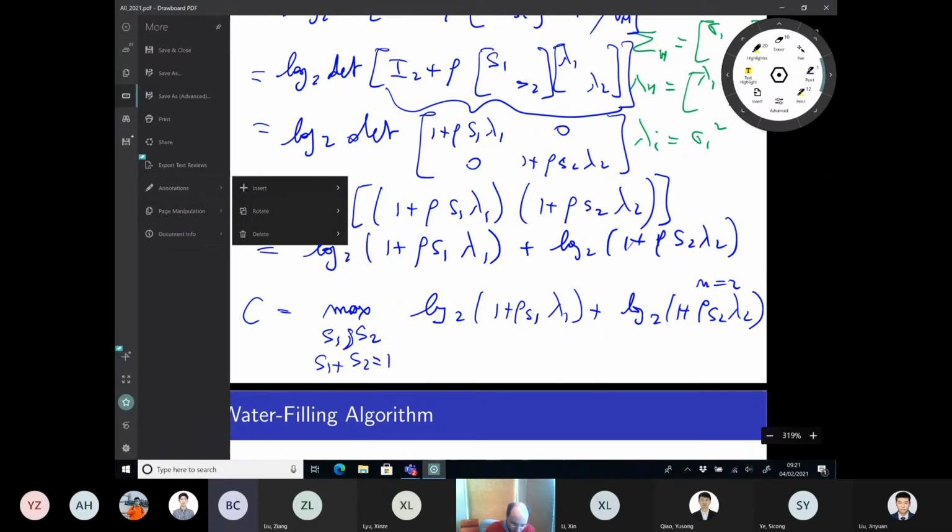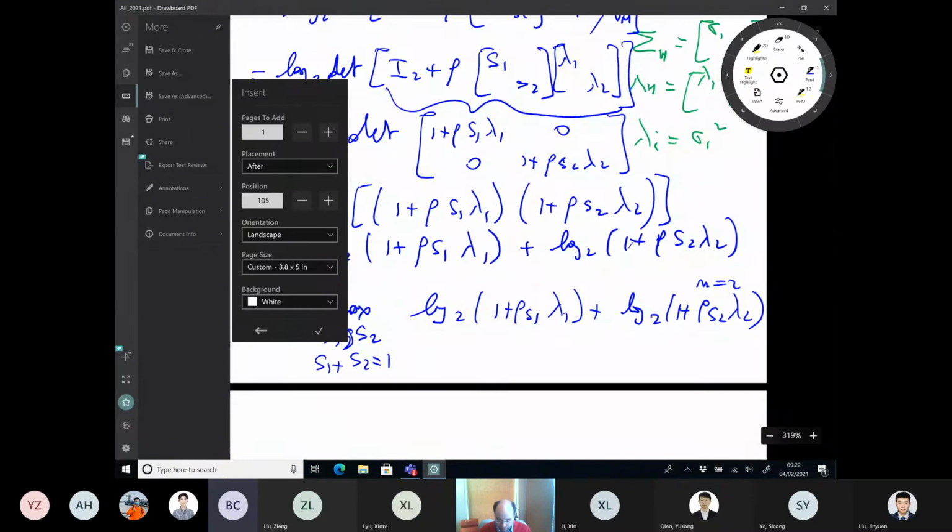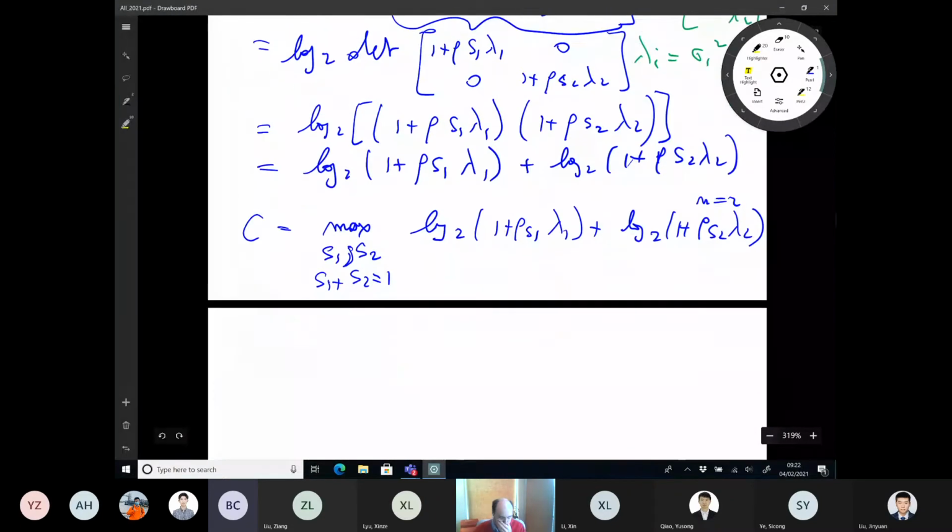Okay, so for those who are familiar with optimization, this can be solved using convex optimization. For those who are familiar with Lagrangian optimization, you can write the Lagrangian of this problem and find out the value of S1 and S2 that maximize this, right? If you're not familiar with Lagrangian, you can still go to the MIMO book and you will find the derivation of how we can obtain that.